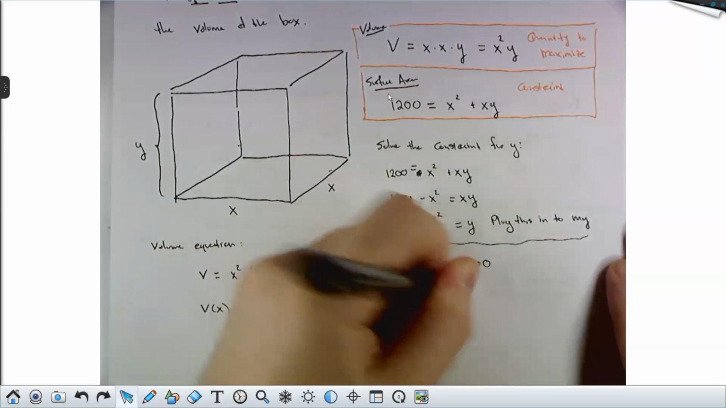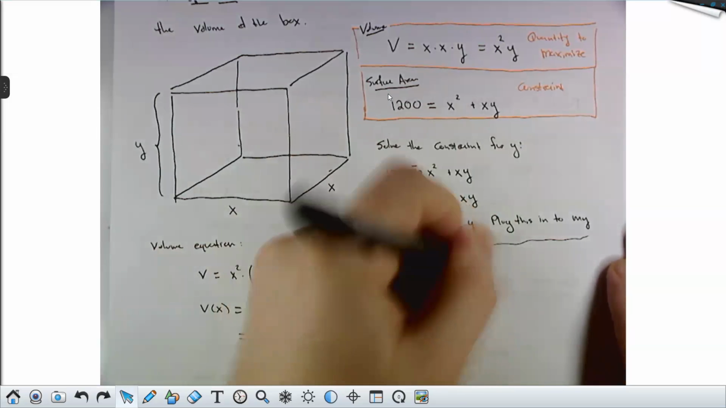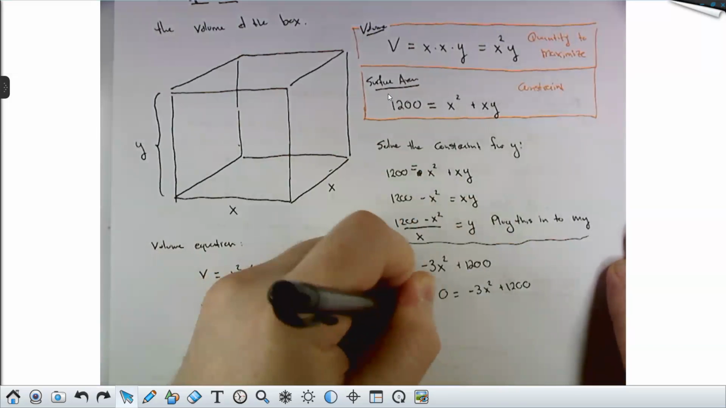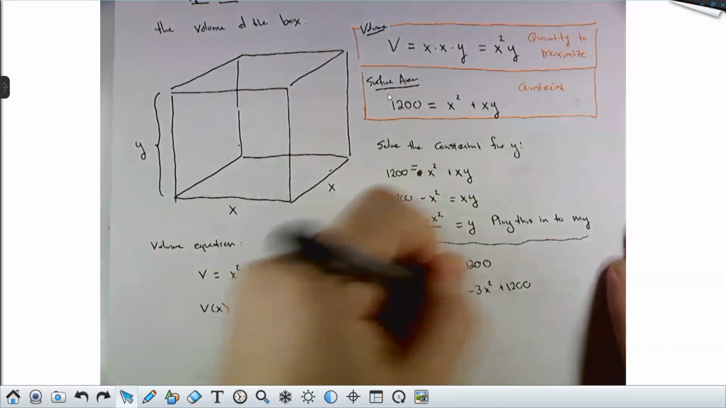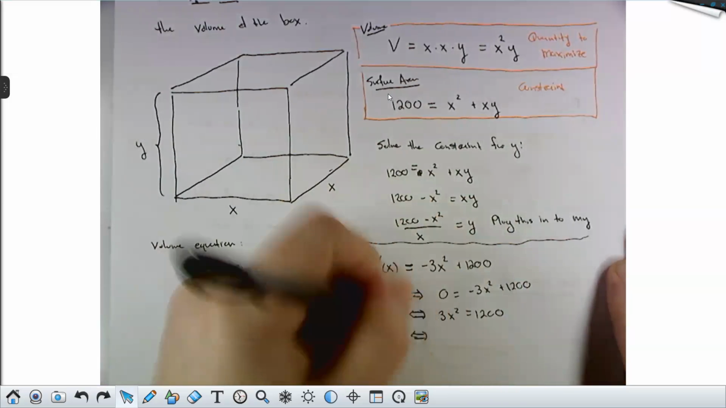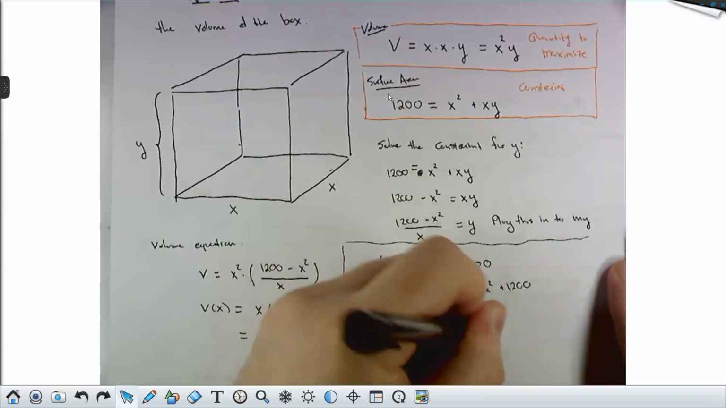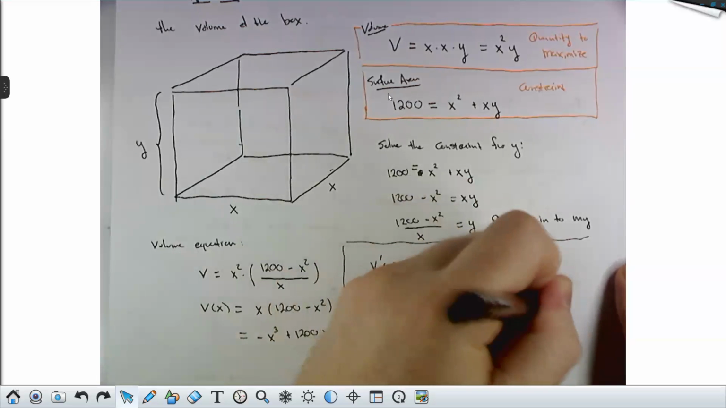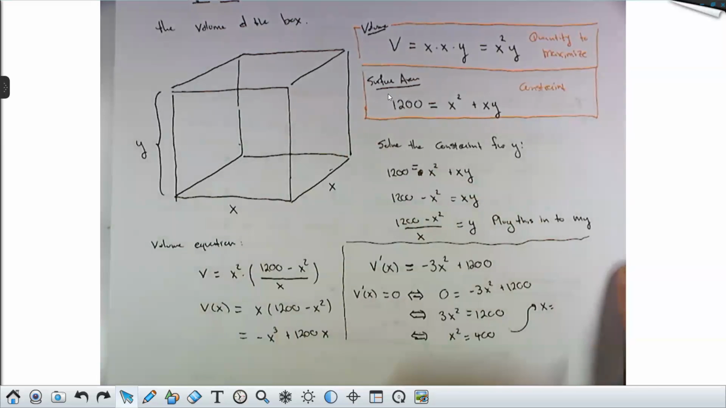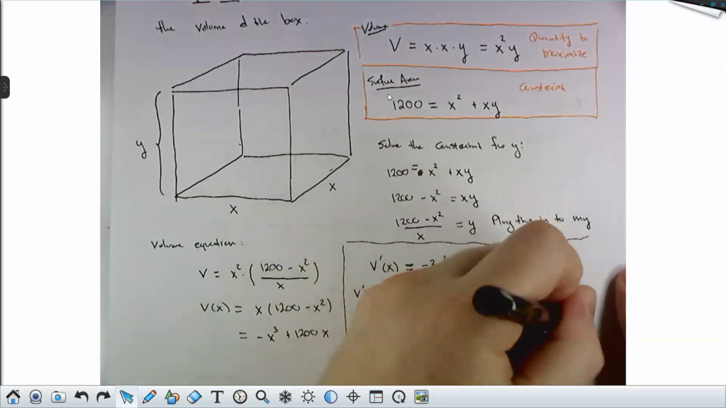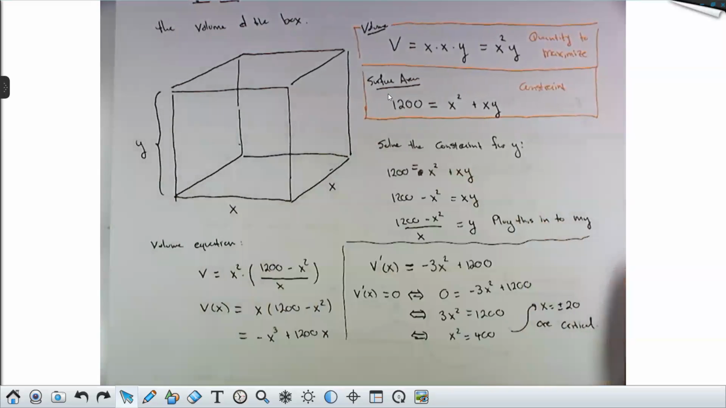So that means 0 has to be equal to negative 3x squared plus 1200, which means that 3x squared has to be equal to 1200, which means that x squared has to be 400. So technically I have two possible solutions here. x is equal to 20 or negative 20. Those are my critical numbers.